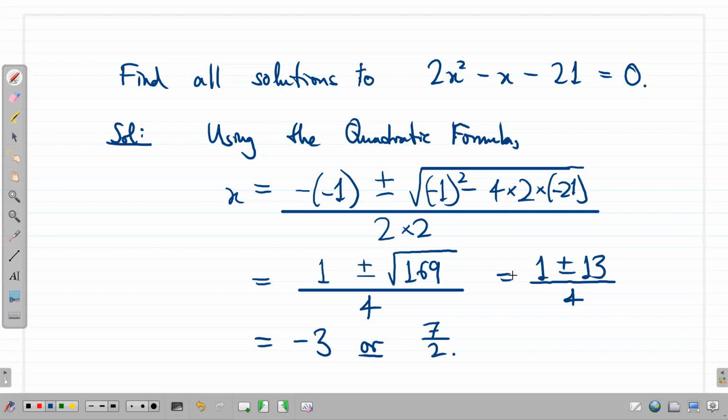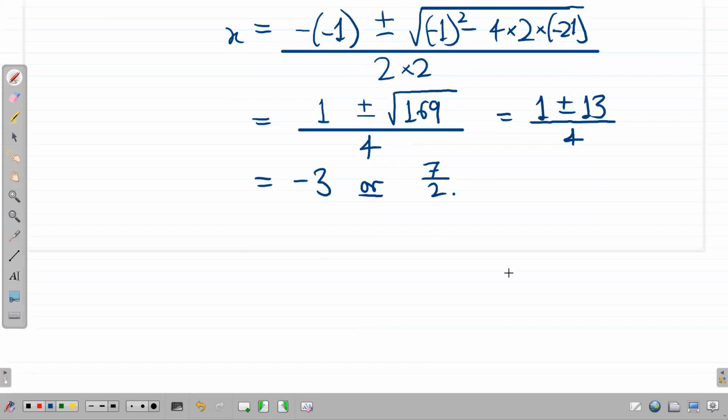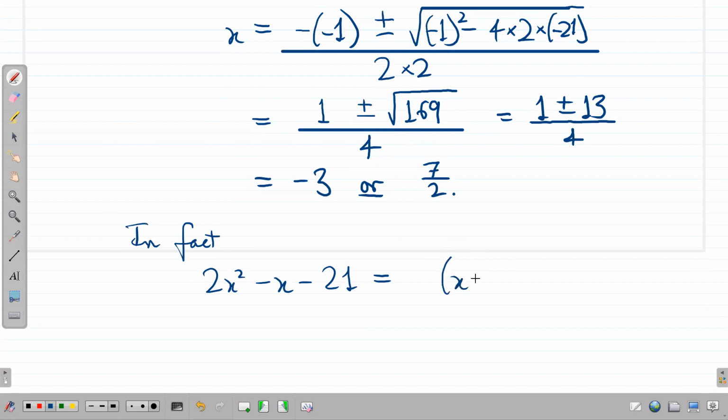So let's remember what our quadratic was. We were looking at the following: 2x squared minus x minus 21. We've found the two roots, so we can write this as x minus minus 3, our first root, times x minus 7 over 2, which is our second root, times something on the end.